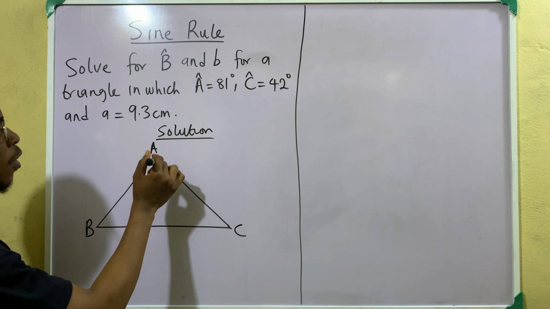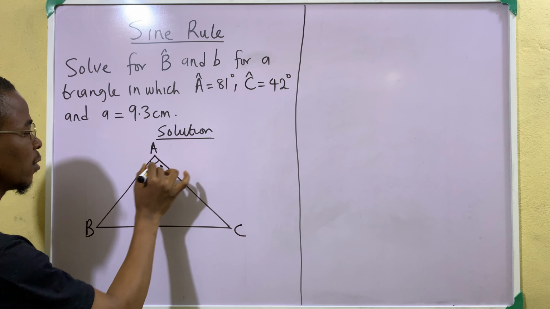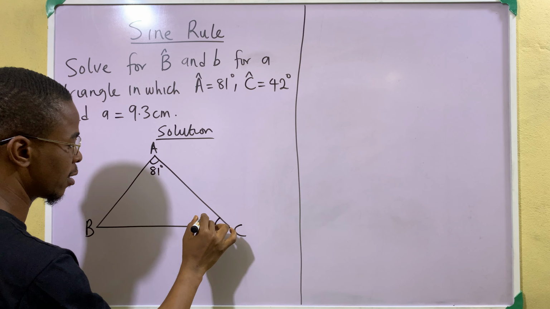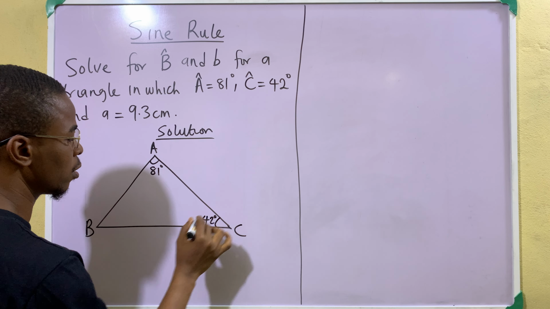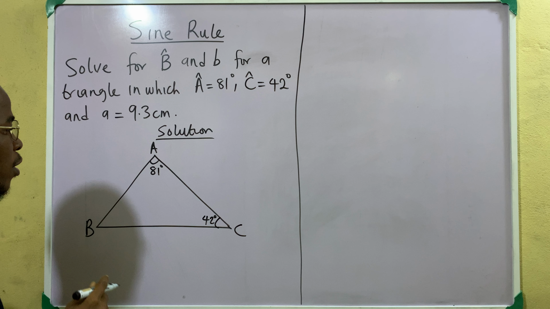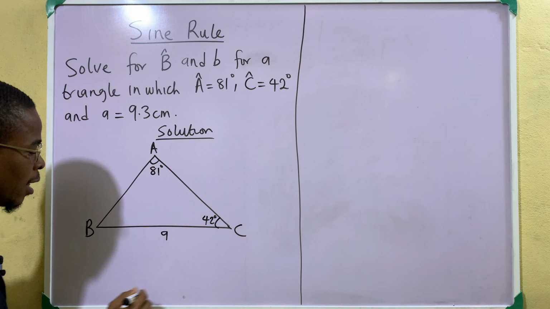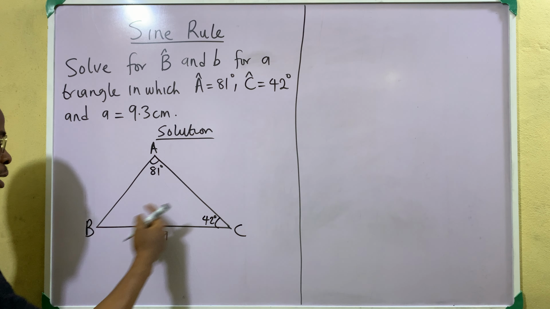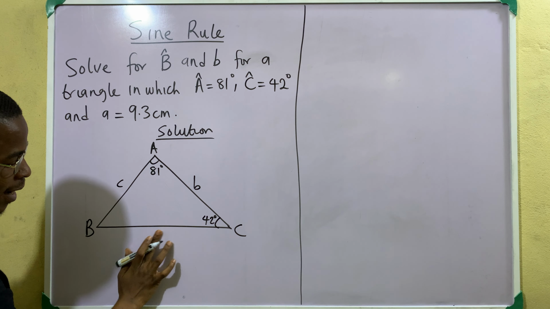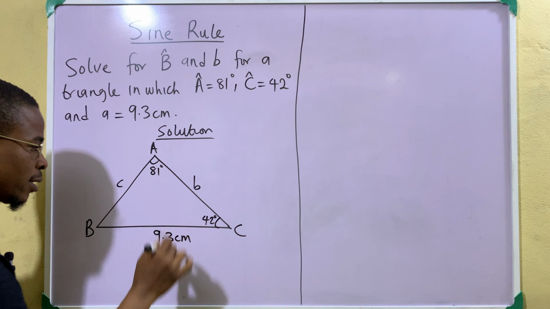Now they say that the angle formed at A here is 81 degrees. The angle formed at C here is 42 degrees. Then side A is 9.3. What is side A? The side opposite angle A, that's this place here. What is side B? The side opposite B here, and side C is here. So they say side A is 9.3 cm.